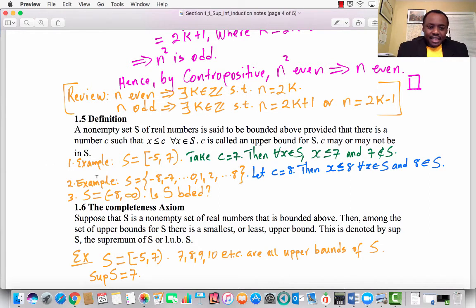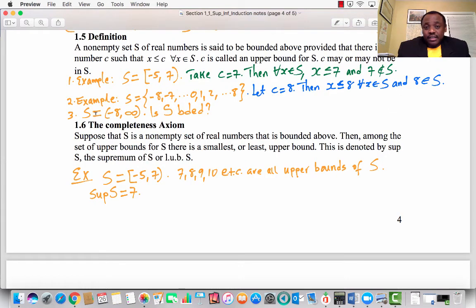Look at another set. Just pick a finite set: -8, -7, 0, 1, 2, up to 8. Let's say C equals 8. Then we see that x is less than or equal to 8 for every x in S. So this set is bounded above, and 8 is an upper bound, and in this case 8 is an element in the set.